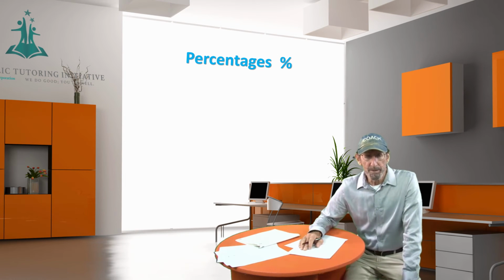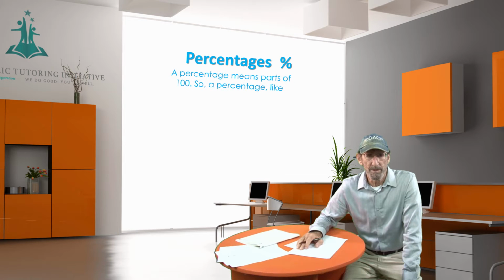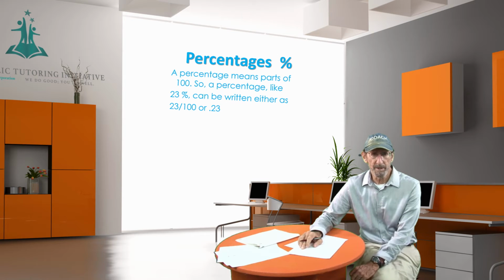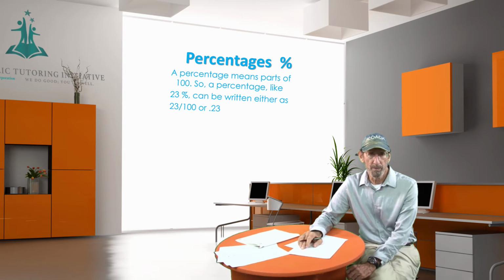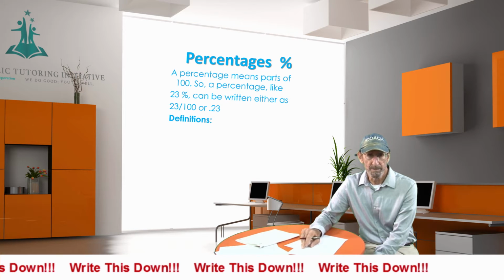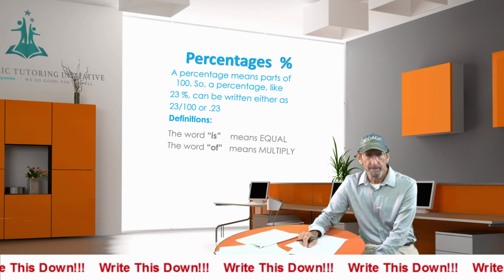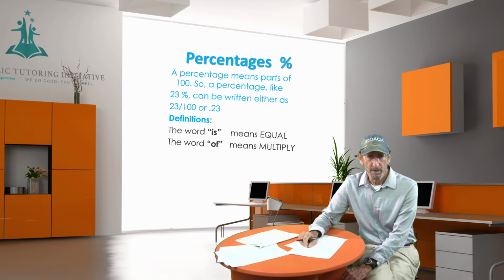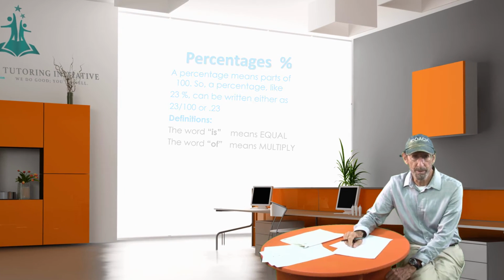Okay, it's time to tackle percentages. To start with, percentage means parts of 100. And a percentage like 23% can be written either as 23 over 100 or 0.23. We will use the latter representation. Many percentage problems can be simplified with the following definitions. The word is means equal. The word of means multiply. Let's see how this works.